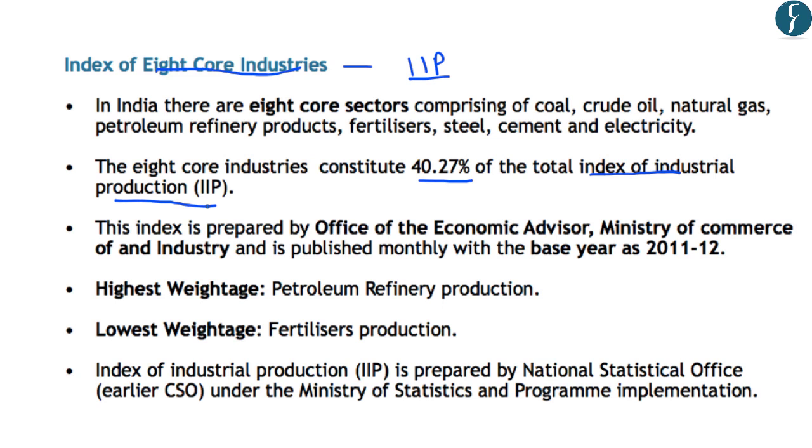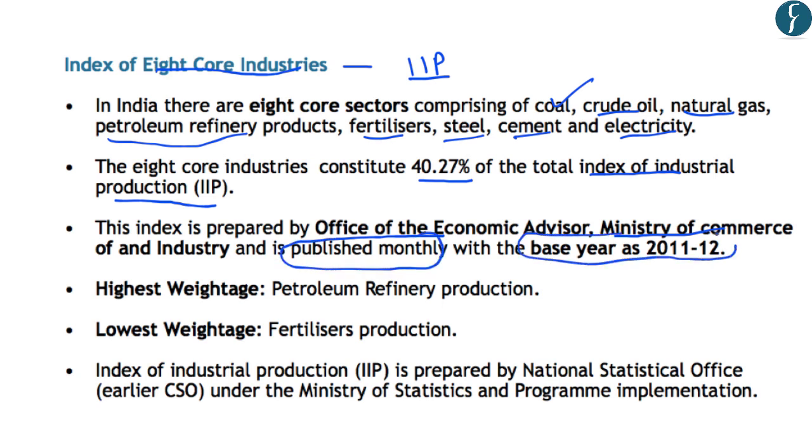Now, which are these 8 core sectors which are measured through this index of 8 core industries? These include the coal sector, the crude oil sector, natural gas, petroleum refinery products, fertilizers, steel, cement, and electricity. Now, another important aspect for us is who prepares this index of 8 core industries. It is prepared by the Office of Economic Adviser under the Ministry of Commerce and Industry. Further, this index is published monthly and it has a base year of 2011-12. And all these aspects are important for the preliminary examination.